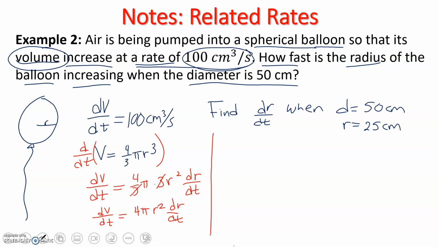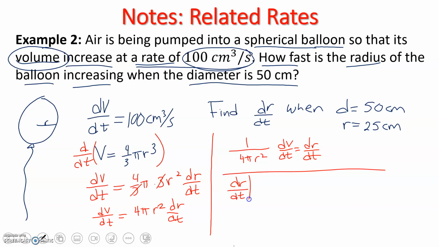We are trying to find dr/dt. So we're going to move anything except for dr/dt to the other side of the equation. Note, the 4, the pi, and the r squared are all being multiplied. So we're going to move them to the other side of the equation by dividing them. So 1 over 4 pi r squared times dV/dt is in fact dr/dt. Now, we would like to find dr/dt specifically when the diameter is 50, i.e. when the radius is 25.